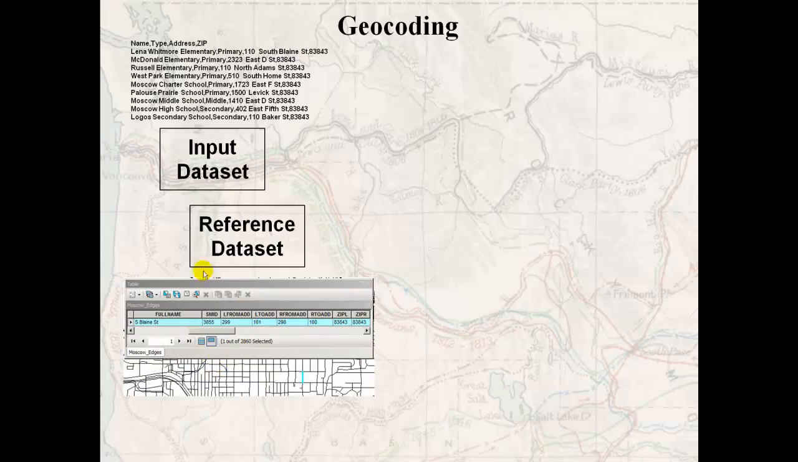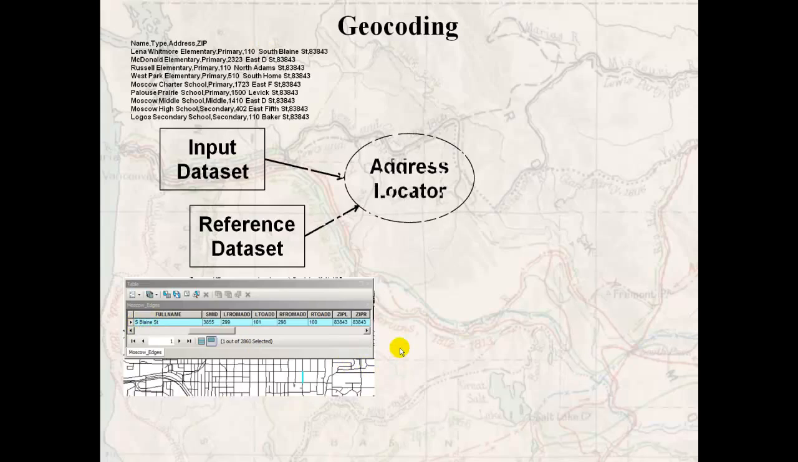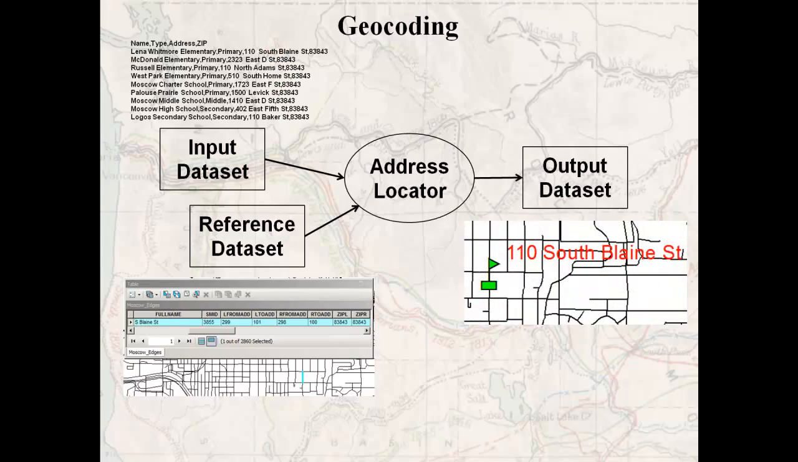Here's my reference data set. You can see that South Blaine Street is one of the schools. I have something called S Blaine Street. So my locator is going to need to know the difference between the word south and the letter S. Okay, that locator is going to be told, look in this field for this address and try to tell me where it is. When you do that, it finds the proper address and it makes a point there. I symbolize that as a school.